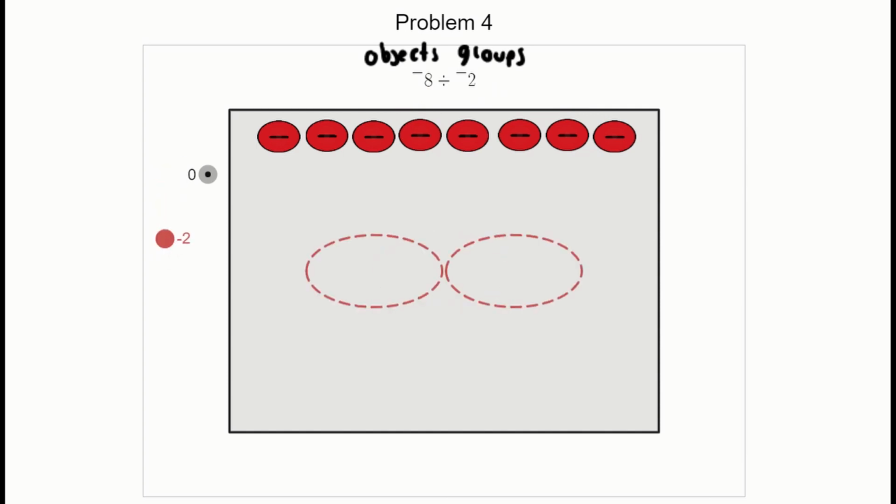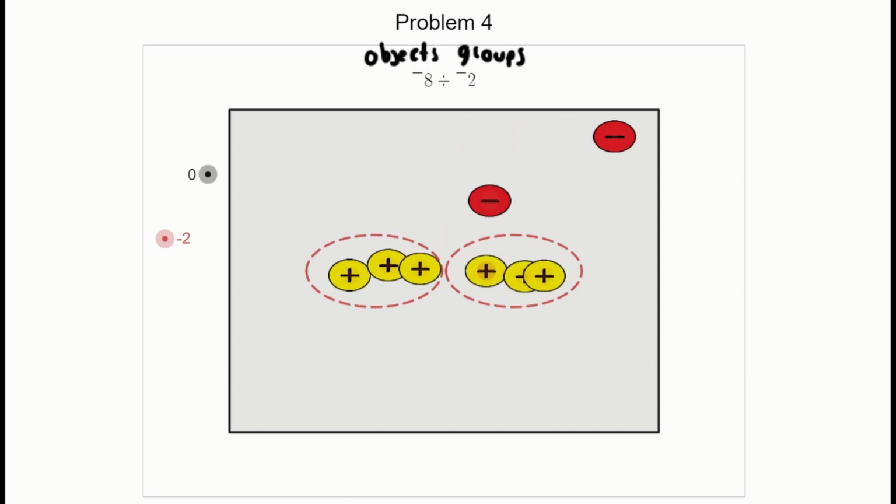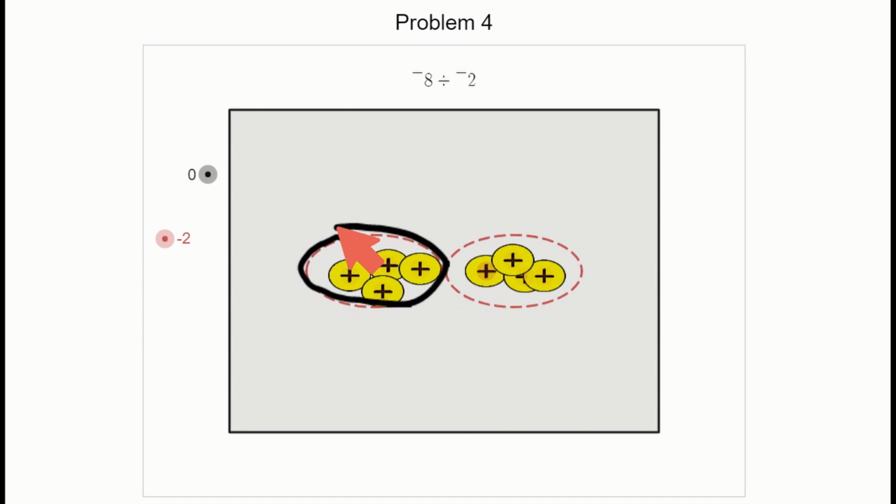And notice what happens when we try to put these objects into a negative group. Here we're starting off with a negative, and when I put them into a negative group, notice that it flips to the opposite sign. It becomes a positive. Let's go and evenly split these up. So after evenly splitting these up, what's the answer? Well, the answer is going to be how much is in one group. So negative 8 divided into negative 2 groups, each group is going to have 4 positives.